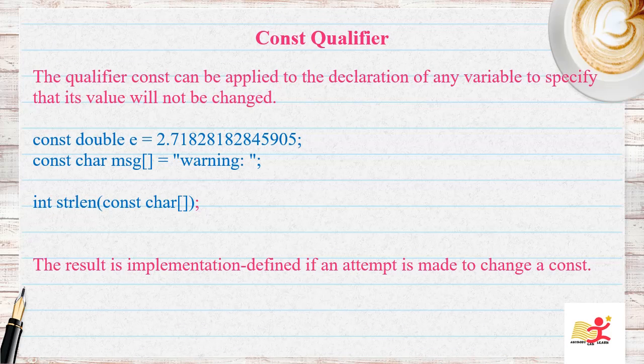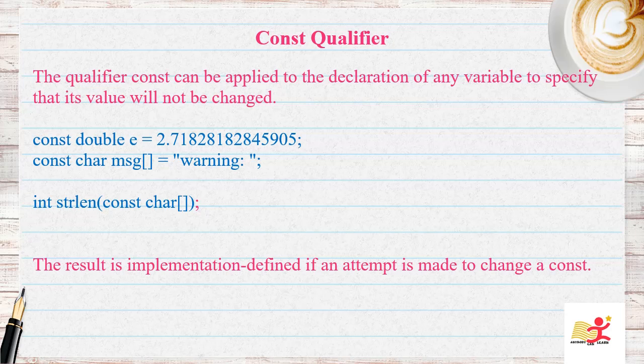Const qualifier. The qualifier const can be applied to the declaration of any variable, just to specify that its value will not be changed. For example, const double E is equal to 2.71. You can see that value. Then const char message, that array you are initializing with warning and you are mentioning that array as const. So later in the program, these const variables cannot be changed.